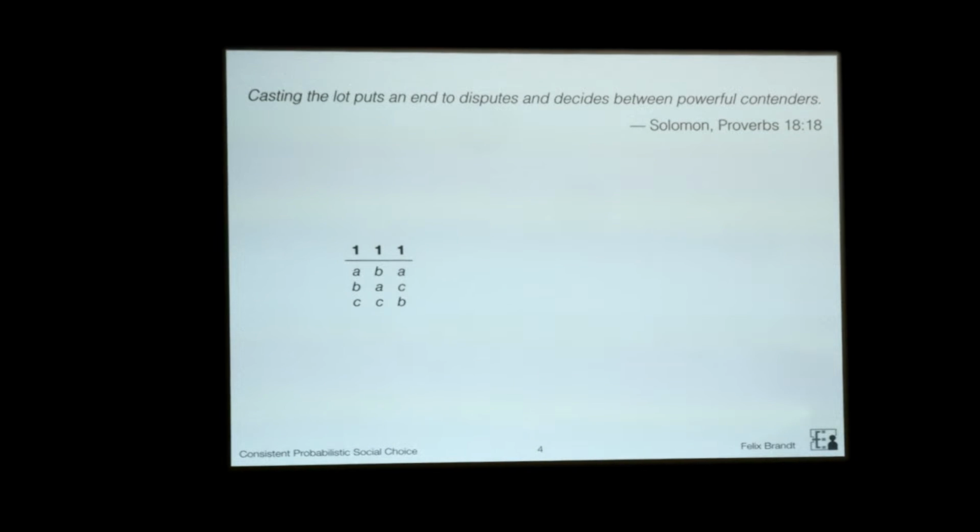Now a probabilistic social choice function maps any such preference profile to a lottery over the alternatives. In this case, for instance, it could be 2/3 A and 1/3 B. I'm going to write lotteries as convex combinations of alternatives and sometimes also as vectors of probabilities whenever that's more convenient.